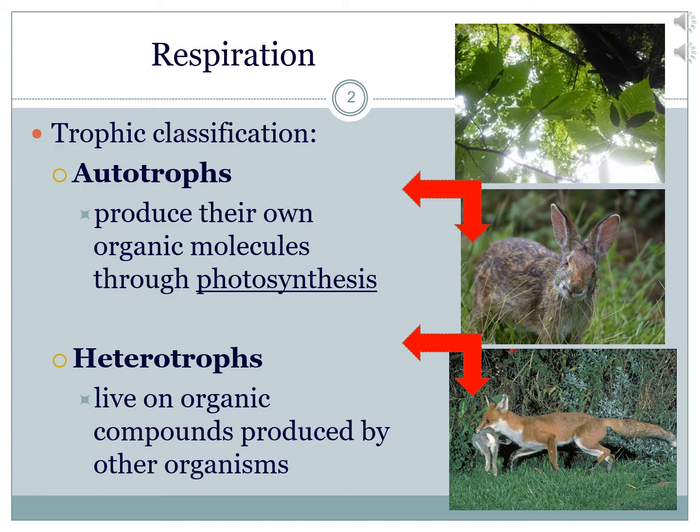Here I'd like to review the trophic classification that you learned about in Bio 117. Remember, some organisms are able to harvest the energy of sunlight through photosynthesis, converting that radiant energy into chemical energy. Those organisms are called autotrophs. They produce their own organic molecules through photosynthesis. The stored energy in the autotrophs is utilized by heterotrophs. Heterotrophs live on organic compounds produced by other organisms and stored in their tissues.